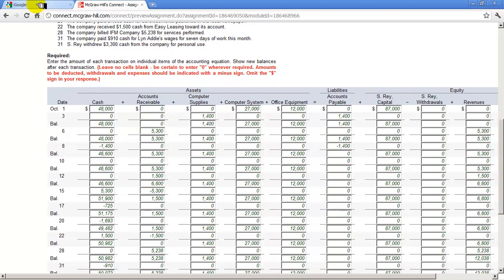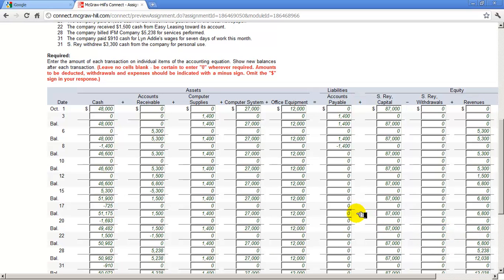On the 22nd, the company received $1,500 cash from Easy Leasing towards its account. So we will increase cash by $1,500 and we will reduce the accounts receivable by $1,500. And again, that increased one asset and decreased another. Therefore, assets stayed the same. And nothing else needs to be done on the other side of the equation. So we'll just go across there with zeros.